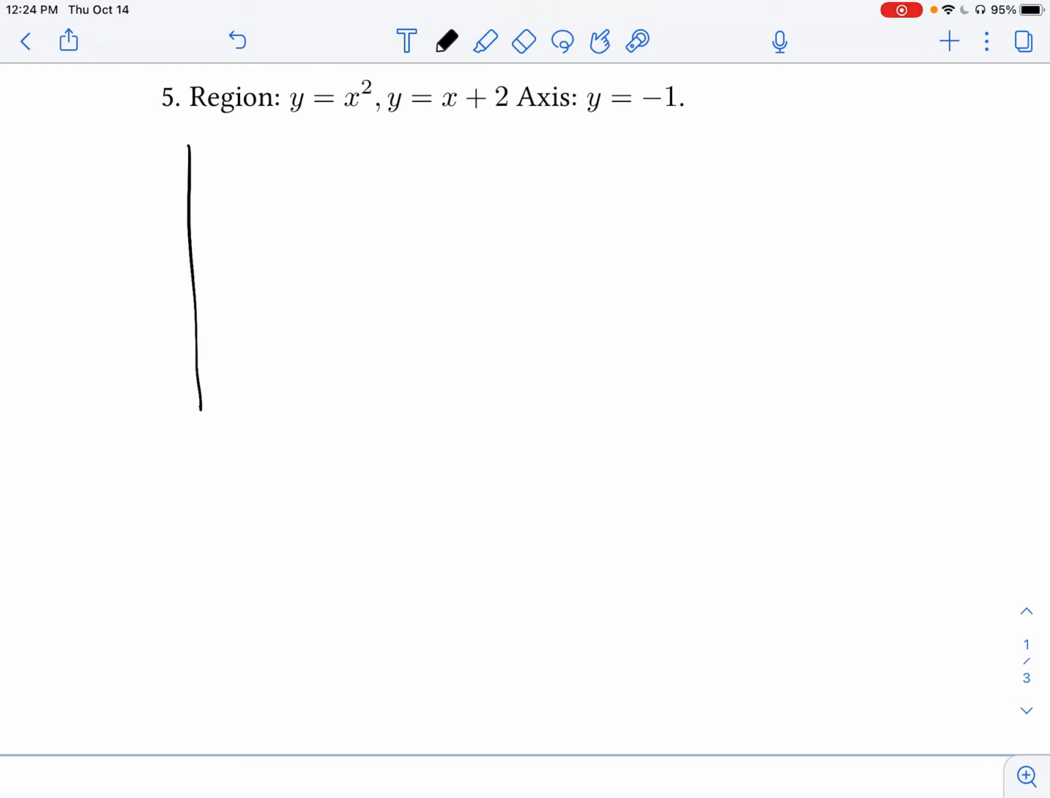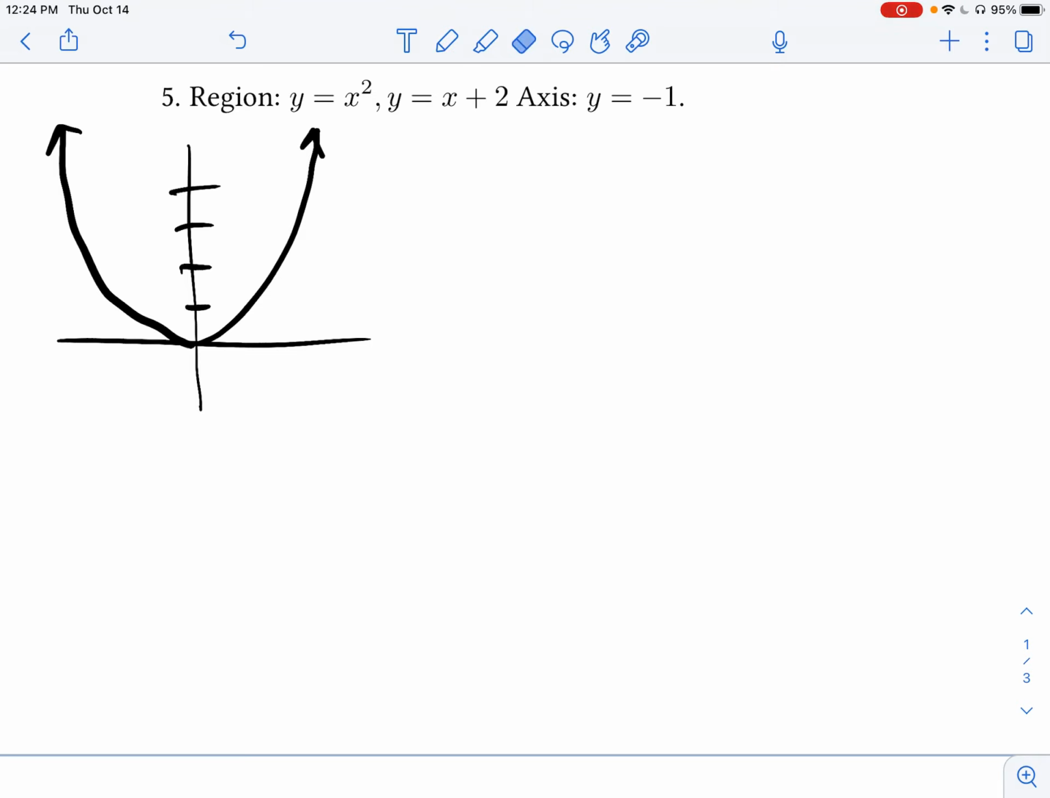So if I were to quickly graph this, we have a quadratic here, and we have the line y equals x plus 2, okay? So this would look something like this. Let's do that. y equals x plus 2, and this is y is equal to x squared. Okay, so we have this region here.